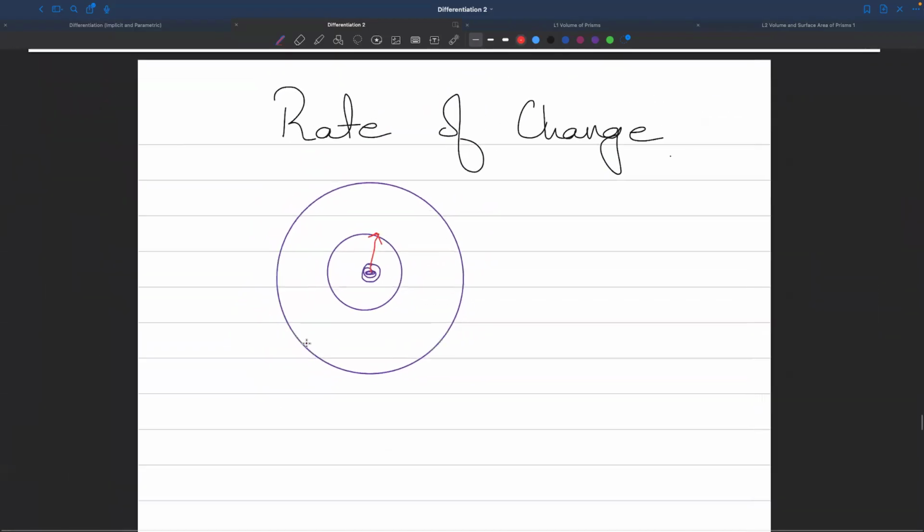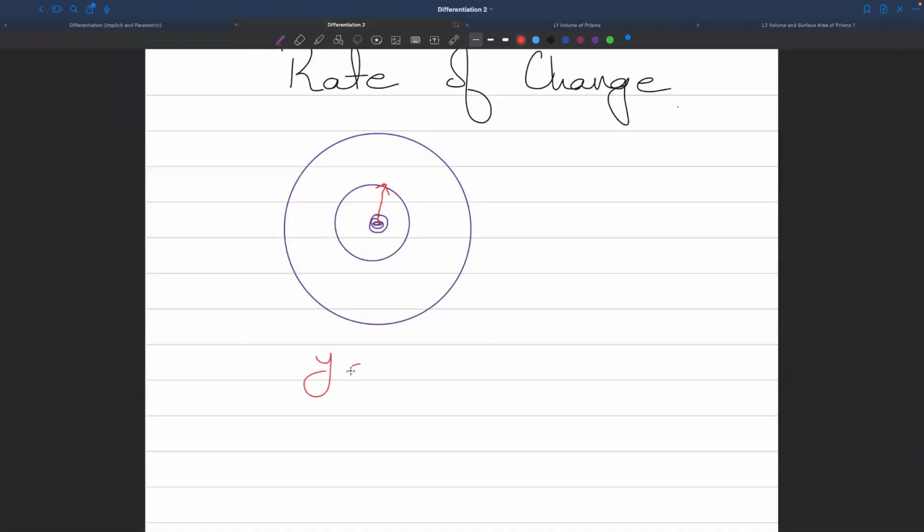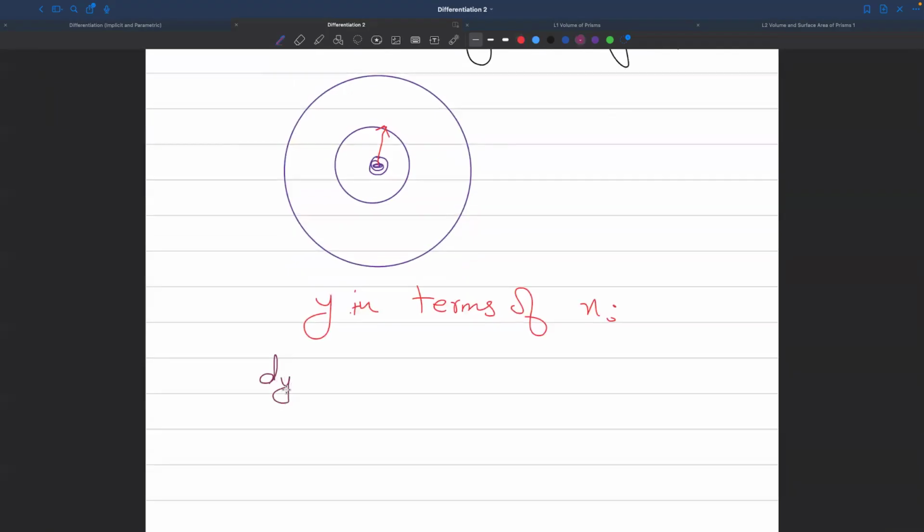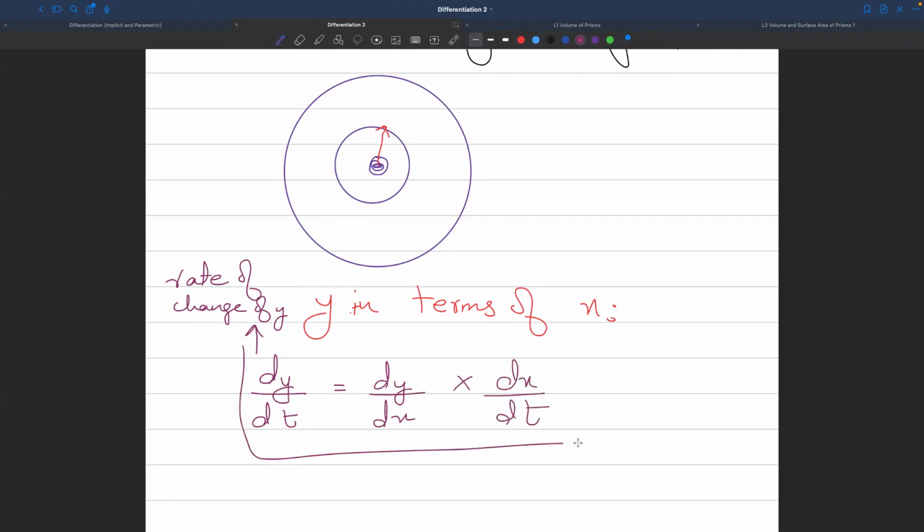So what we say is that if you have two variables, y in terms of x, or it could be anything, h in terms of t, whatever it is, the rate of change of y, which is dy by dt, this represents the rate of change of y, is equal to the derivative multiplied by dx by dt, which is the rate of change of x.